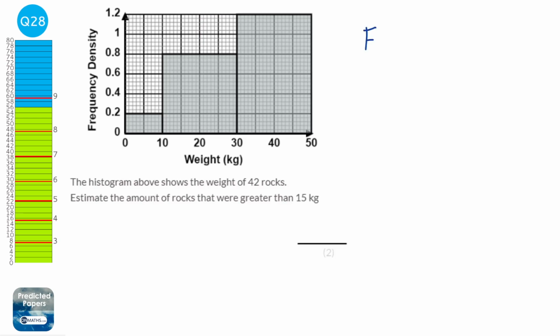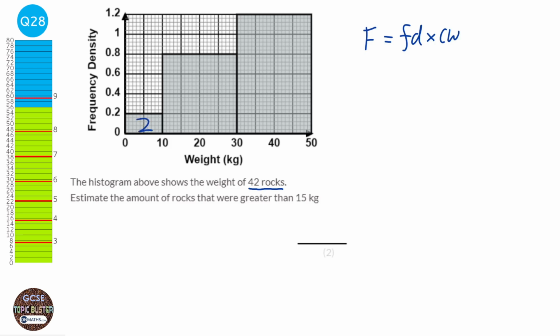So the frequency is kind of equal to the frequency density times the class width. And I say kind of because it's actually a proportional relationship. The frequency density doesn't have to be that value, it can be twice the value or half the value. But we're going to assume it is because we can check whether it is by the value given to us in the question. So going through each of the groups, the first one is 0 to 10 and it has a frequency density of 0.2. So we're just going to do 0.2 times 10, which will be 2.